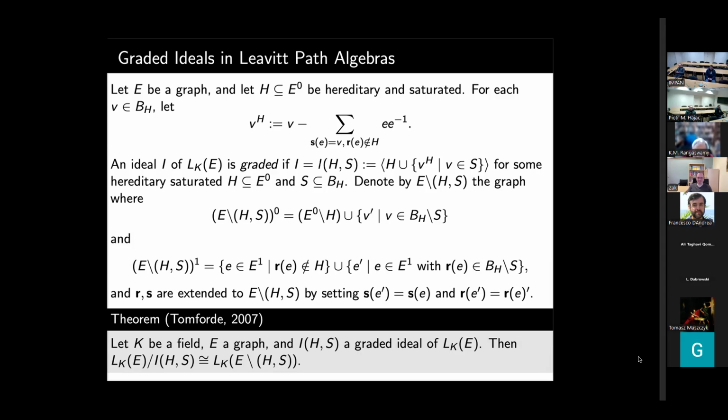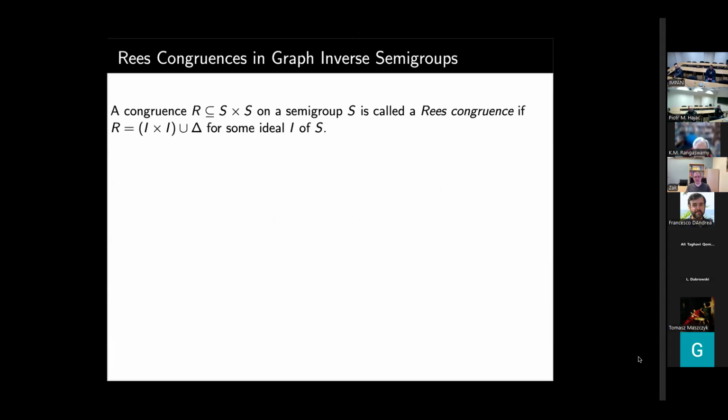Thank you. So as you can imagine, there's going to be a version of this for graph inverse semigroups. What's that going to look like? Now we have to talk about congruences again. Instead of nice ideals, we want to talk about nice congruences. What's a nice congruence on a semigroup? Those are the Rees congruences. These come from ideals in a semigroup. If you take an ideal in a semigroup and you conflate all the elements in that ideal, sending them all to one point, that always gives you a congruence, and those are the nice ones.